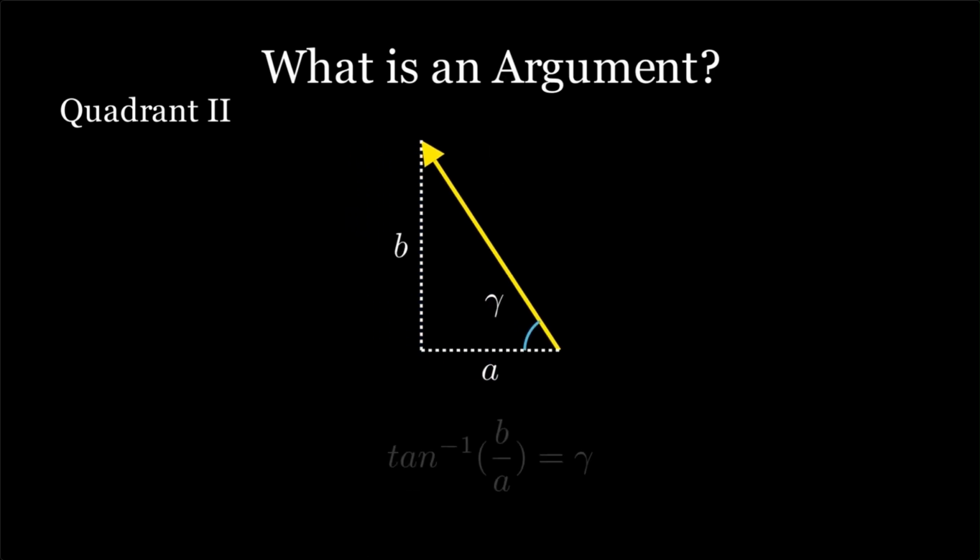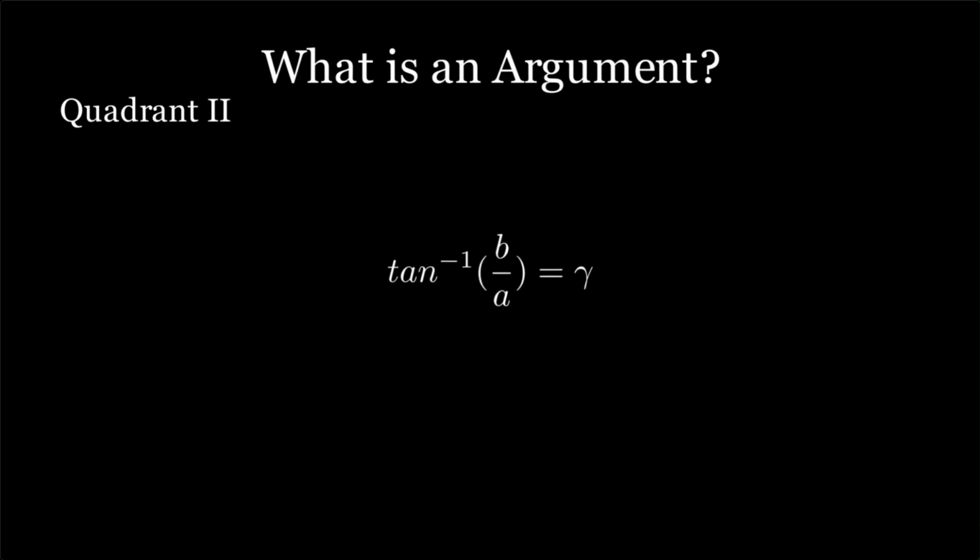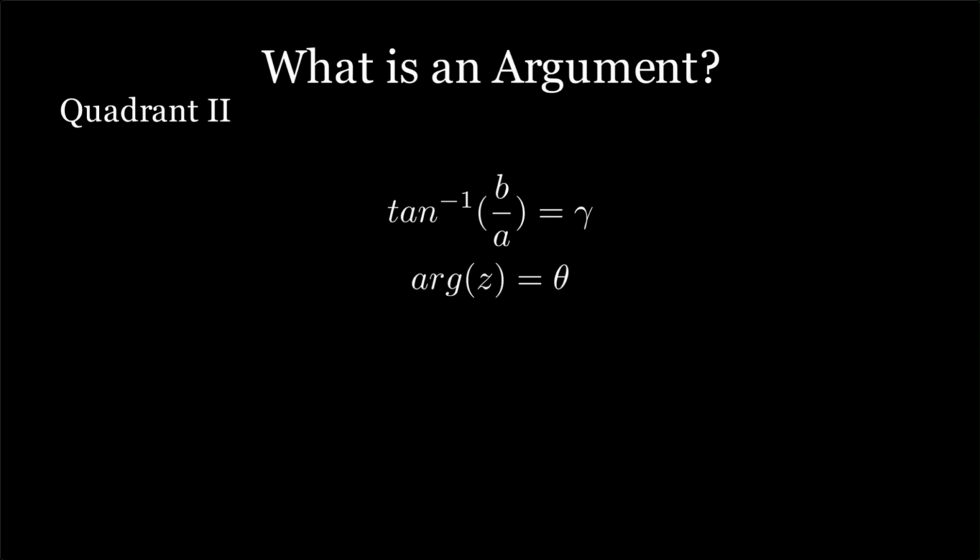Just like in the first quadrant, we can use trig to figure out that gamma is equal to the inverse tangent of b over a. So now, we know that the argument of our vector is theta. And actually what we can do is use pi, because pi is a rotation from the real positive x-axis to the negative x-axis. And so we can find theta by doing gamma plus pi.